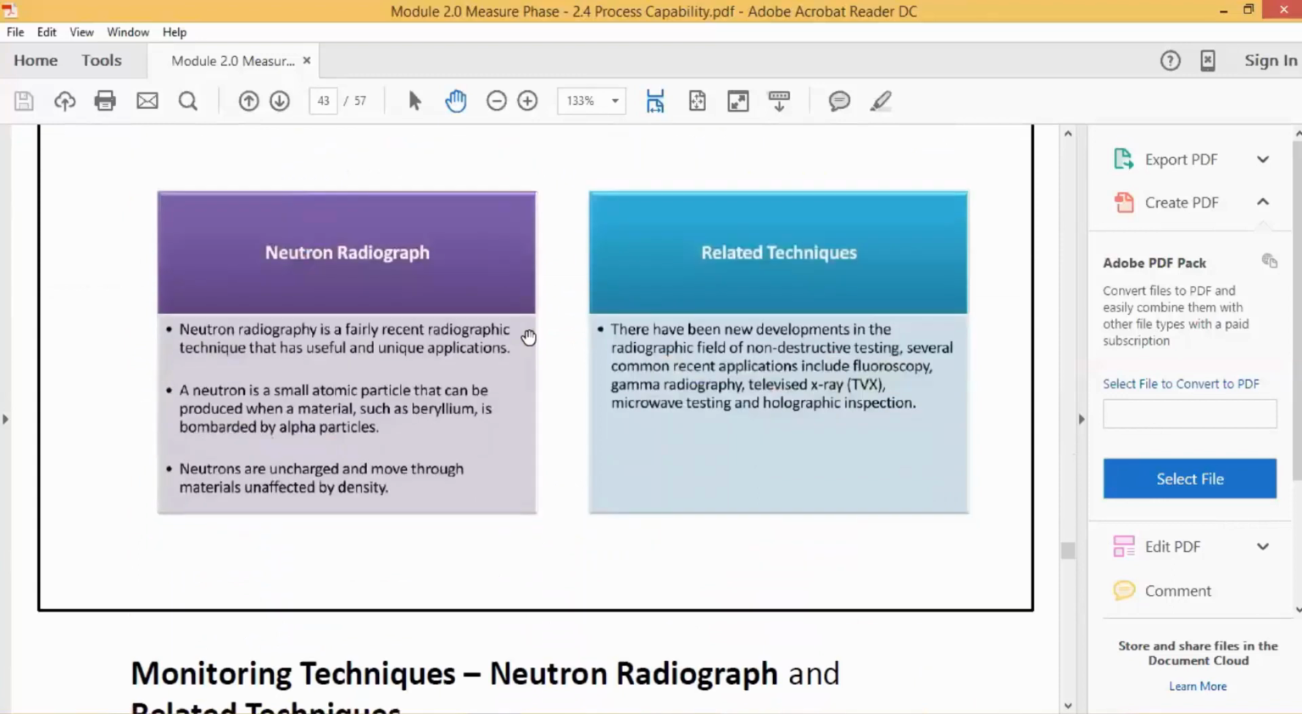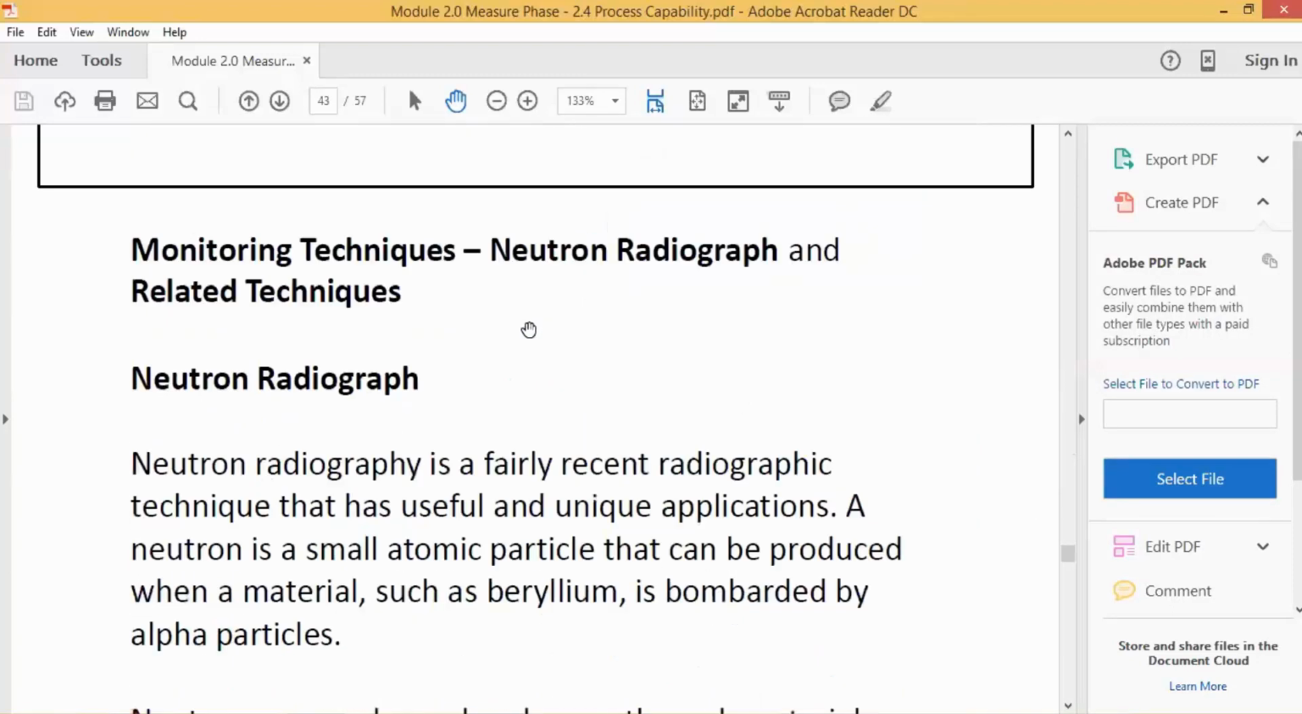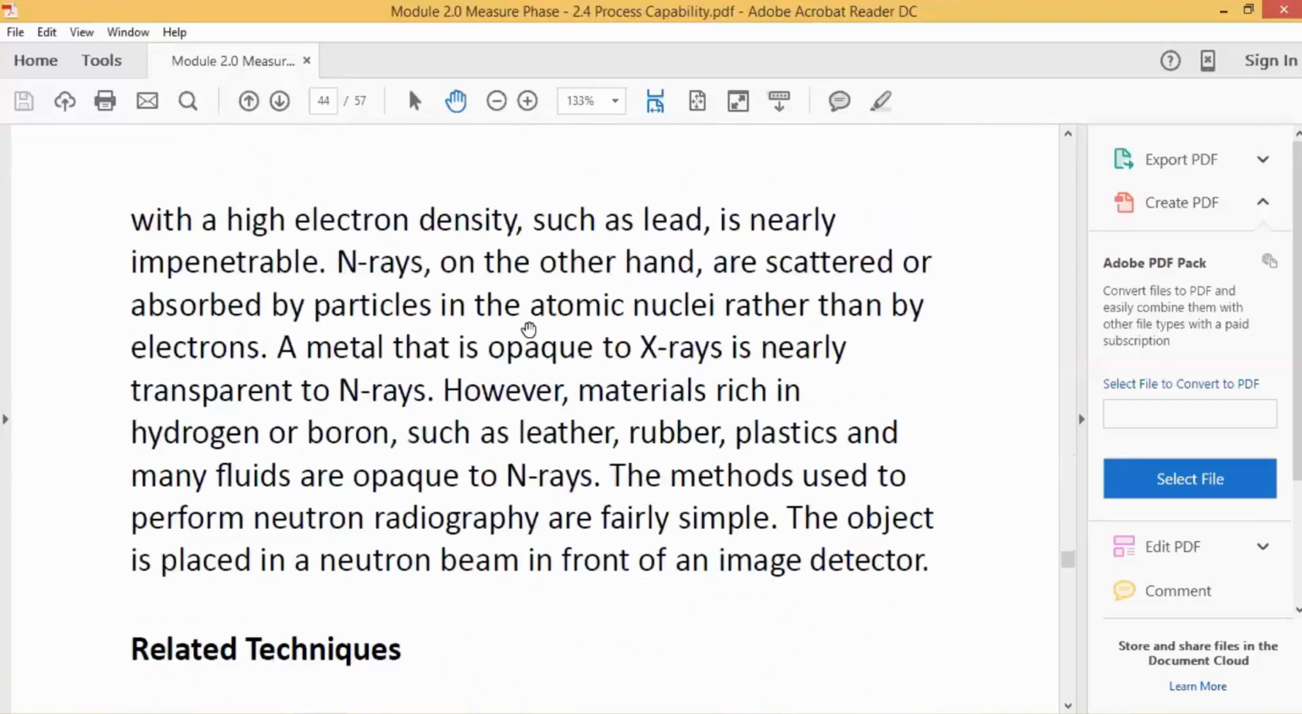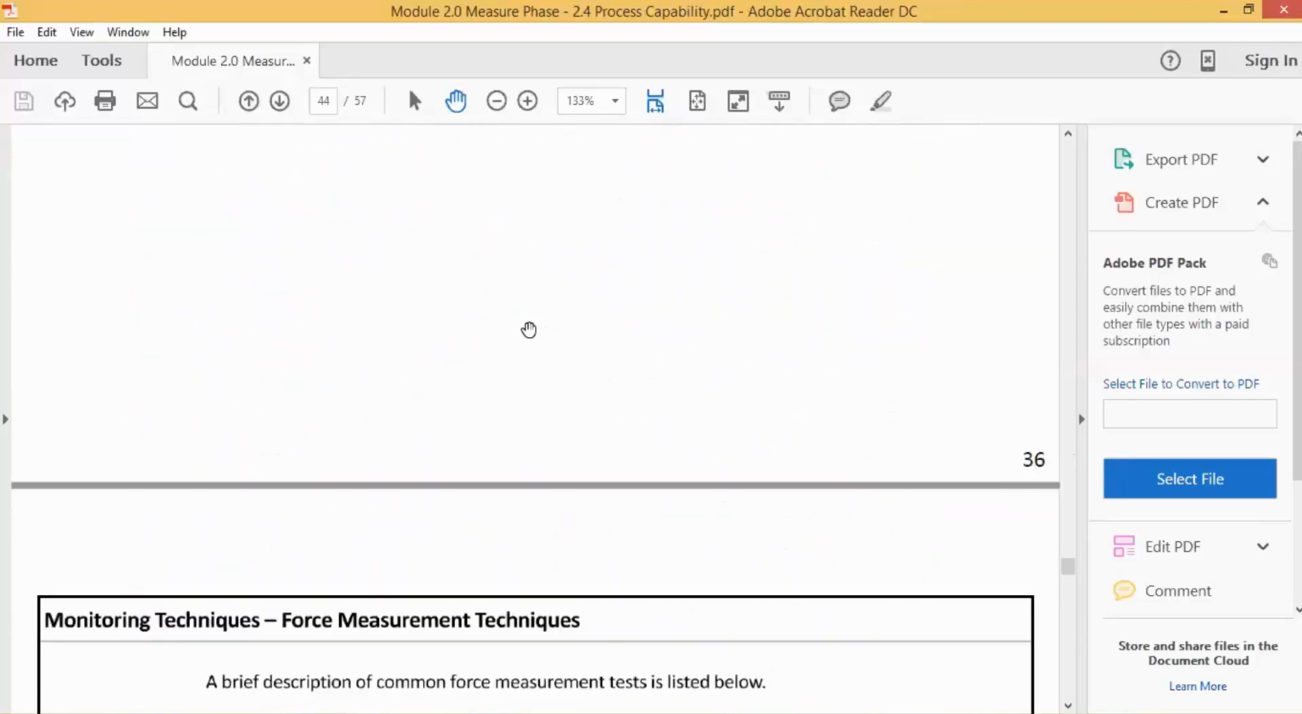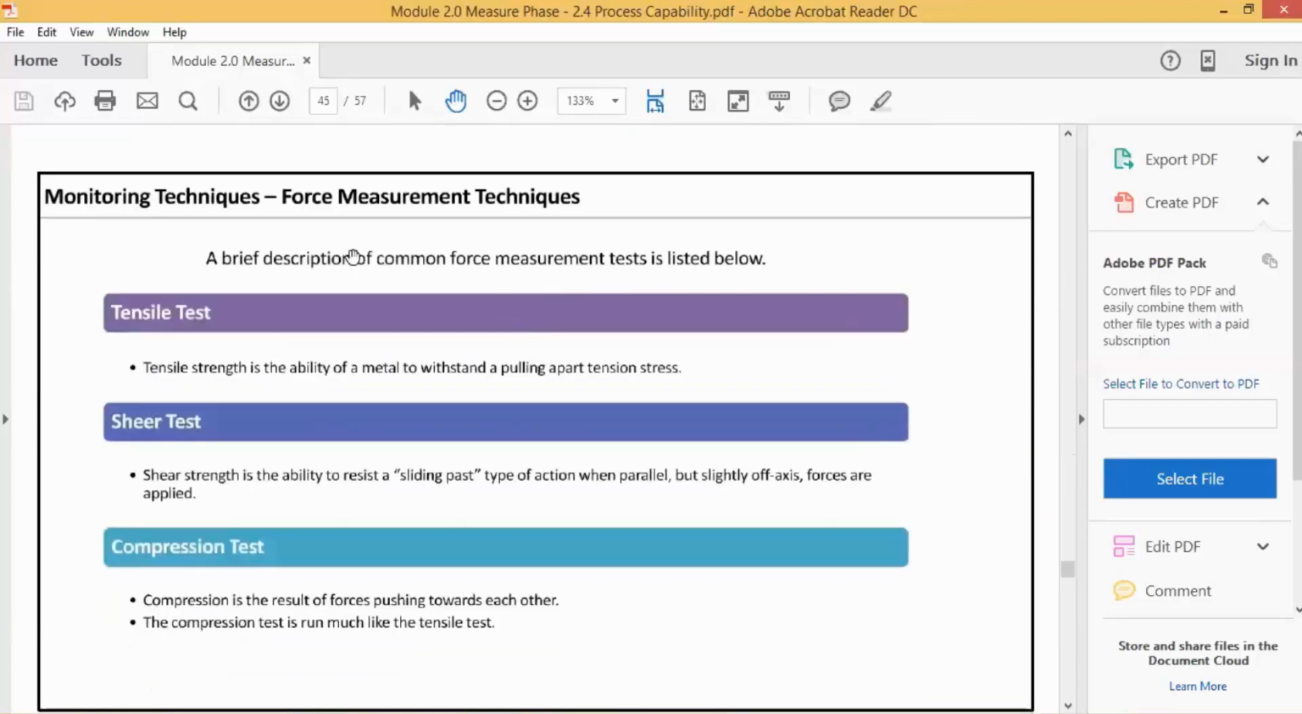These are all radiograph and all used by hospitals and X-rays. Now this is tensile test, shear test. Tensile test is to measure the tensile strength of a metal. These are various tests used in the manufacturing company, especially steel companies.